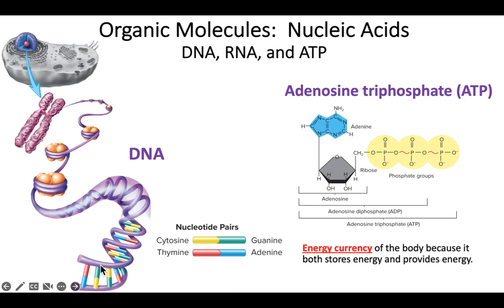So notice the two strands are being held together by these nucleotide pairs. You're always going to have a cytosine attached to a guanine of the other strand, or you're going to have a thymine attached to an adenine of the other strand. So these are what's often called complementary pairs. You'll never have a thymine bonded to a guanine.